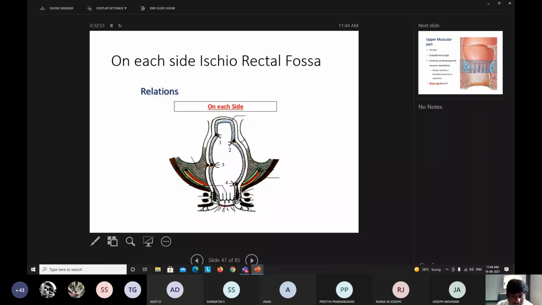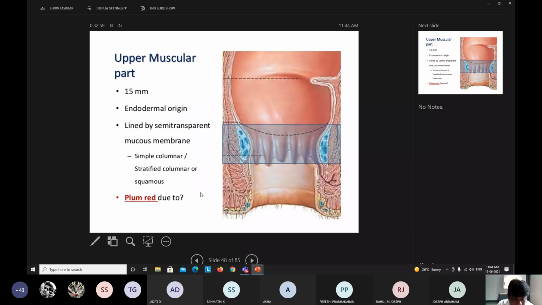On each side, the anal canal is related to the ischiorectal fossa. Then coming to the interior, the most important part of the anal canal is the interior. The interior is divided into three parts by a line called the pectinate line. I'll discuss that later.